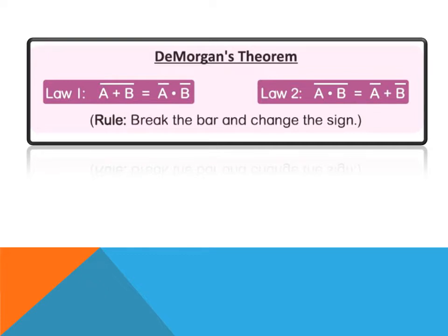So the rule that we need to remember here is just break the bar, split the bar, and change the sign from plus to dot or dot to plus. That is the simple law. Pause the video, note down these laws. These laws are important, okay?